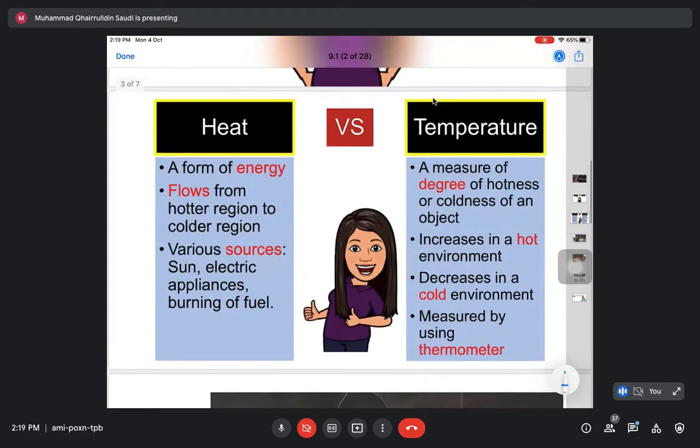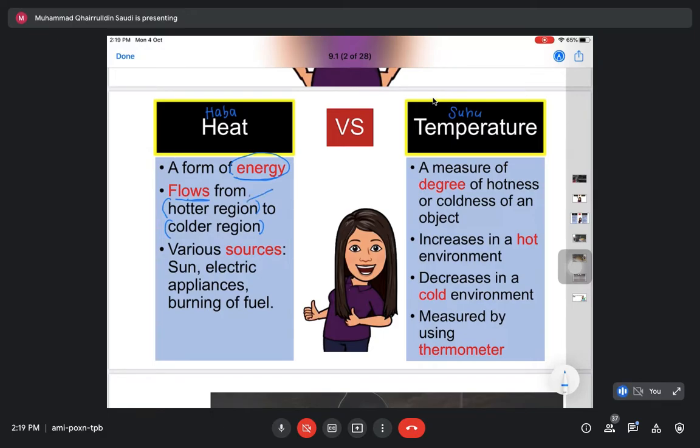Okay, heat versus temperature. Apakah sebenarnya heat? Apakah sebenarnya temperature? Heat tulis balik is haba, manakala temperature adalah suhu. We go one by one. So heat is a form of energy. Heat adalah salah satu bentuk tenaga. Bila salah satu bentuk tenaga, it can flow. And usually, heat flows from hotter region to colder region. Haba selalu bergerak daripada kawasan yang panas kepada kawasan yang sejuk.